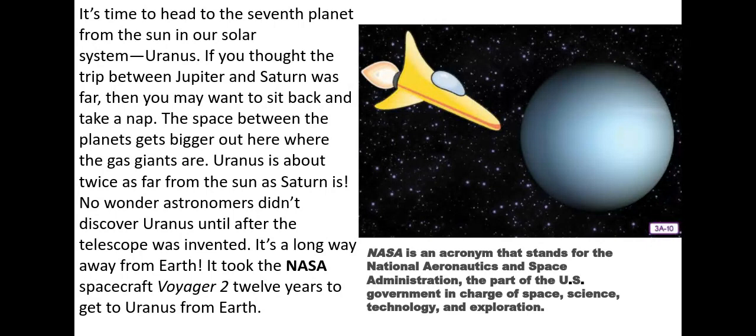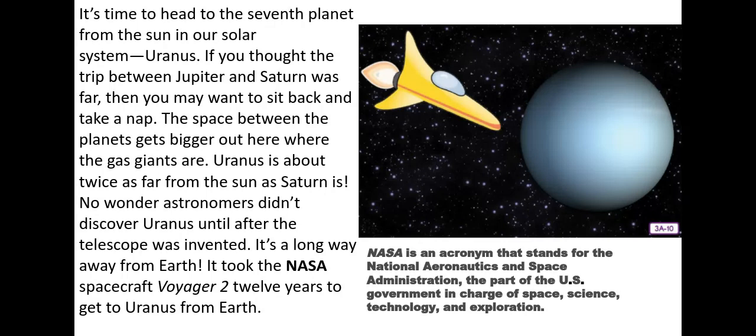It's time to head to the 7th planet from the Sun in our solar system, Uranus. If you thought the trip between Jupiter and Saturn was far, then you may want to sit back and take a nap. The space between the planets gets bigger out here where the gas giants are. Uranus is about twice as far from the Sun as Saturn is. No wonder astronomers didn't discover Uranus until after the telescope was invented. It's a long way away from Earth.